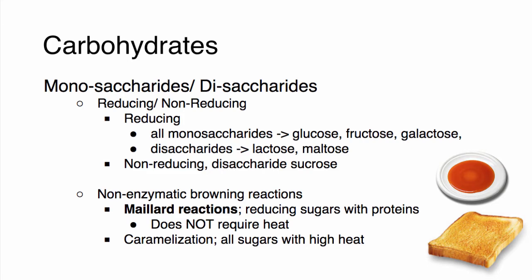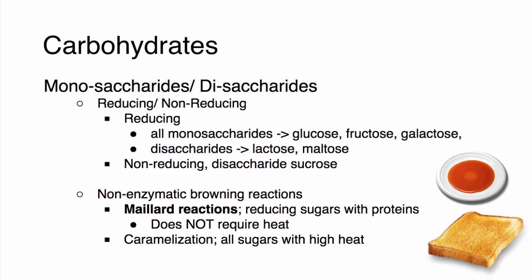Now this is really important because these reducing sugars undergo a non-enzymatic browning reaction called the Maillard reaction with proteins. Now, it's important to note that this does not require heat like caramelization does, but heat can facilitate this process. So we do often see it in places where there has been heat added during the processing technique. But this process can also happen during storage of food.